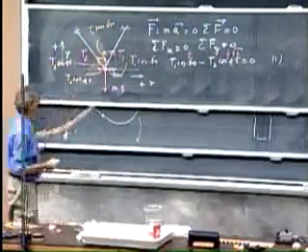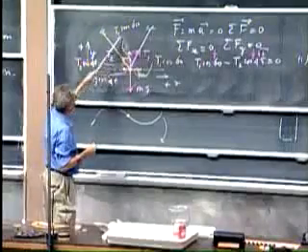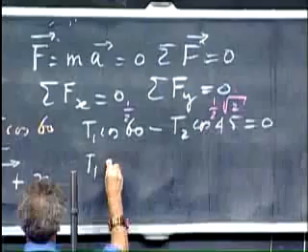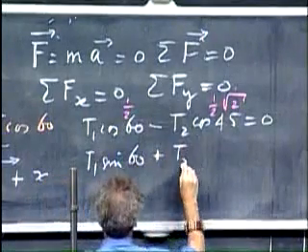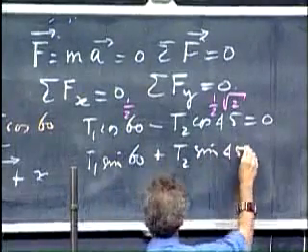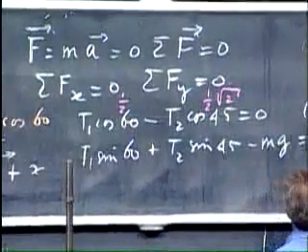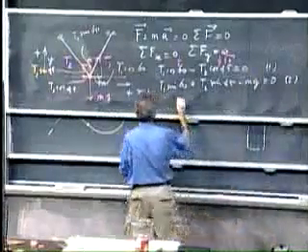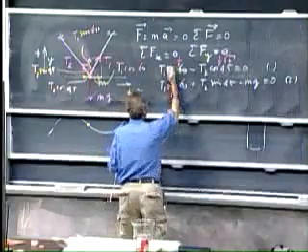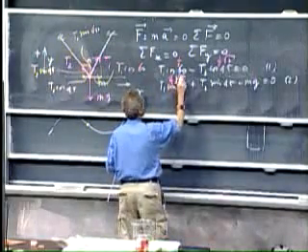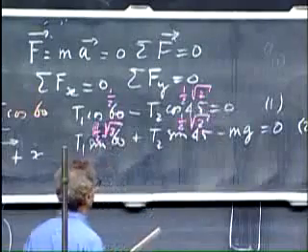Now I go to the y direction. This is plus, this is minus. So we get one component here, which is T1 times the sine of 60 degrees, plus T2 times the sine of 45 degrees, minus mg, is in the opposite direction, must be 0. That's my second equation. The sine of 60 degrees equals 1/2 square root 3, and the sine of 45 degrees is the same as the cosine, 1/2 square root 2.